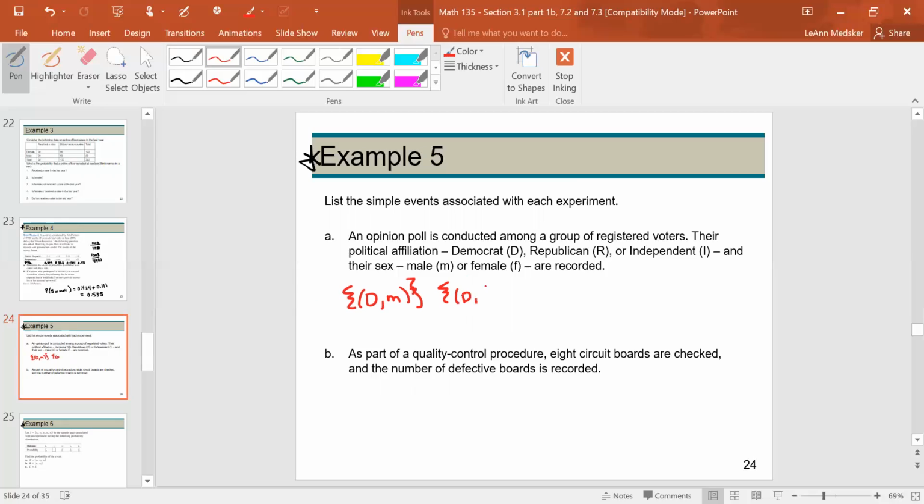We could have a Democrat and a female. We could be Republican and male. We could be Republican and female. We could be independent and male. Or we could be independent and female. So 3 choices for political affiliation, 2 choices for gender. 3 times 2 is 6 different simple events.